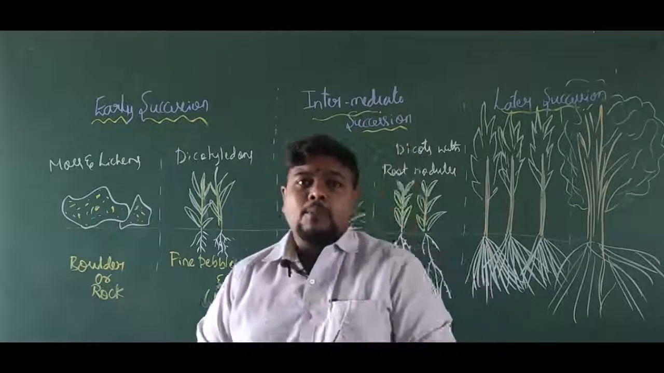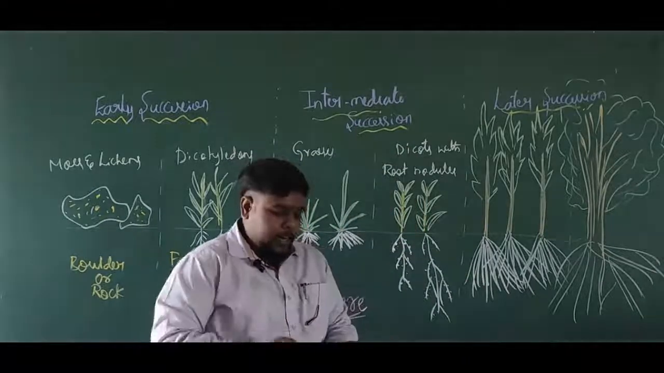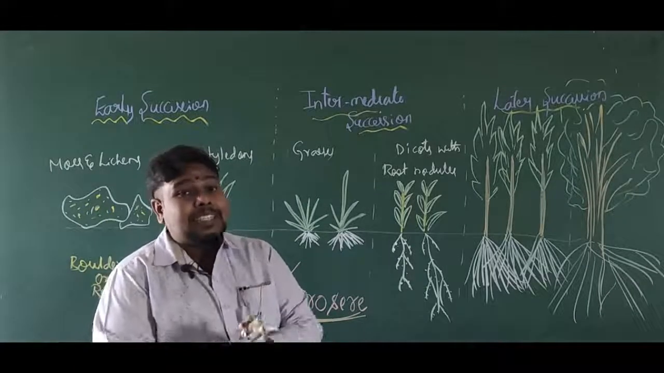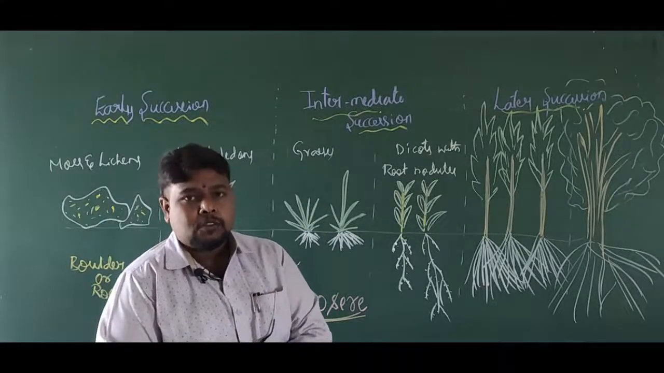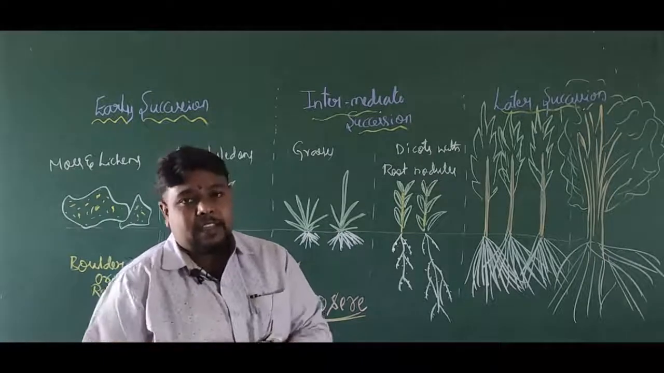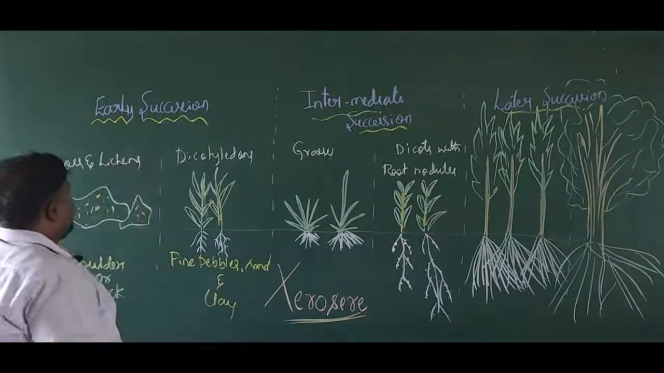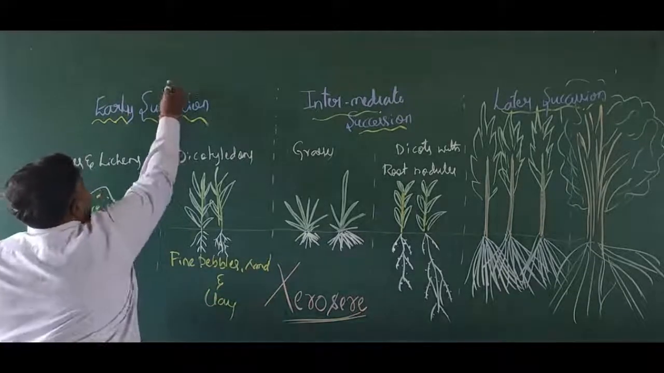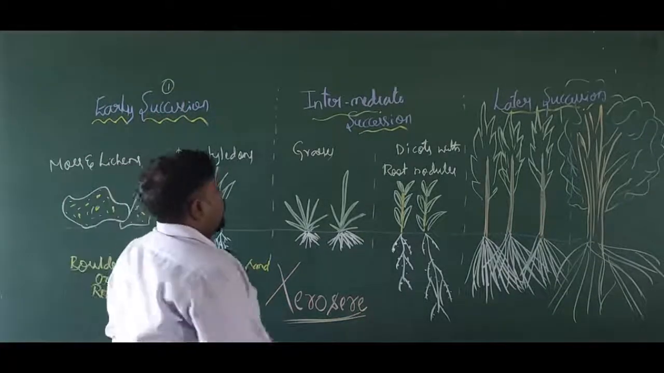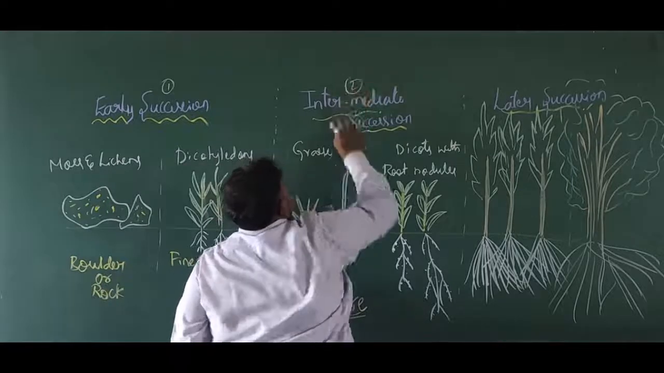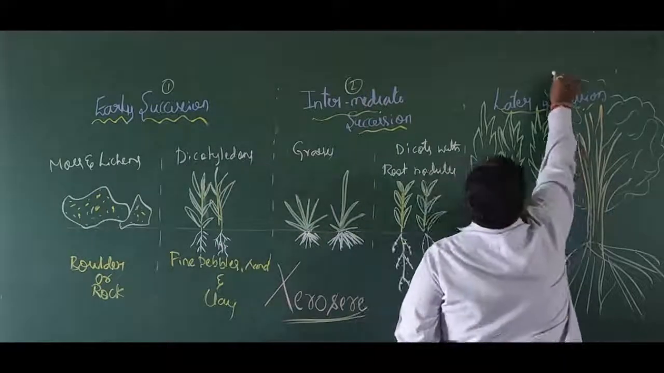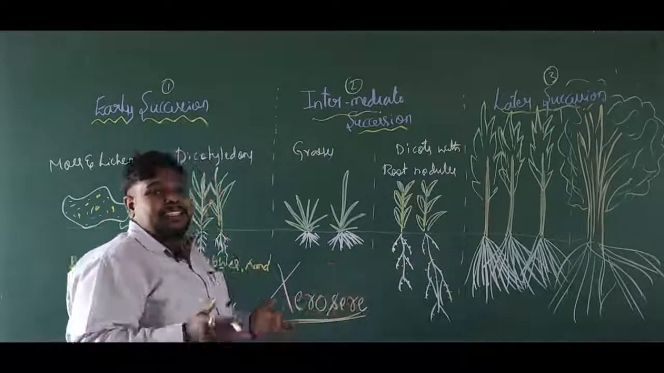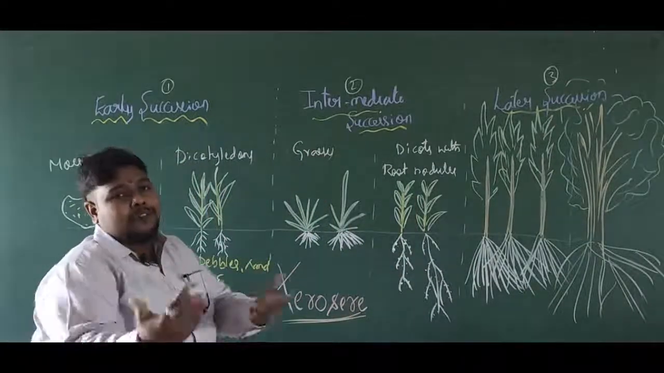Next we'll be learning about xerosere. So we learnt about hydrosere. As I said, in case of hydrosere, we have different stages. Even in case of xerosere, we have various stages here. Let me number them firstly. We have three important stages. They are called early succession, followed by intermediate succession, and lastly later succession. So these are the three main categories into which xerosere falls.